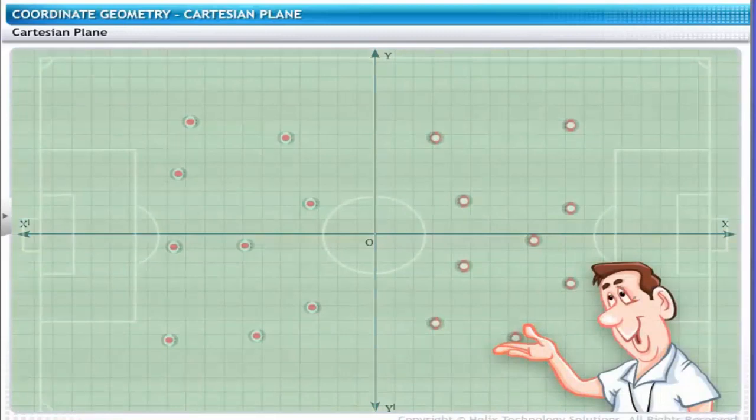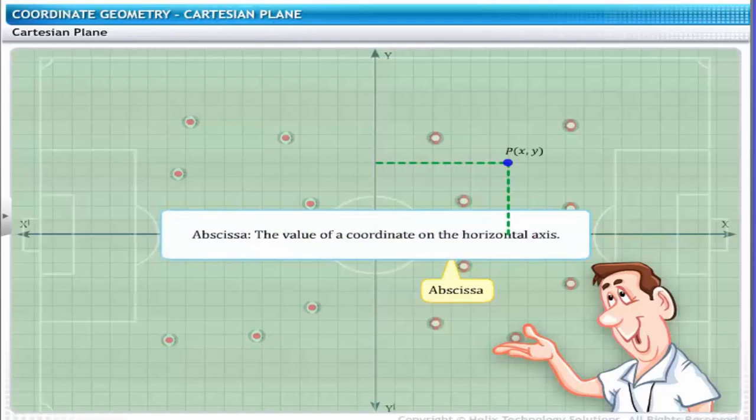For instance, the coach has placed player P on a certain point on the plane. The coach draws perpendicular lines from point P to the x and y axes. Point P is represented as P x, y. In point P x, y, x is called the x-coordinate or abscissa. Abscissa is defined as the value of a coordinate on the horizontal axis.